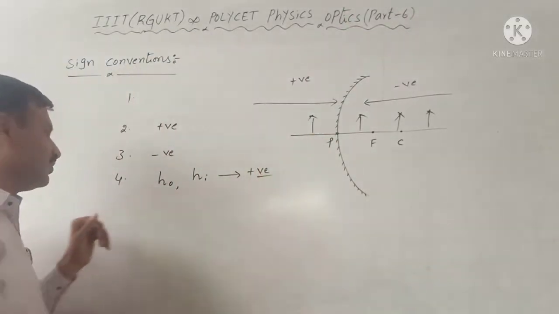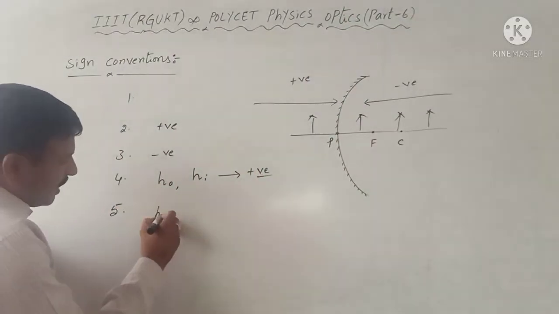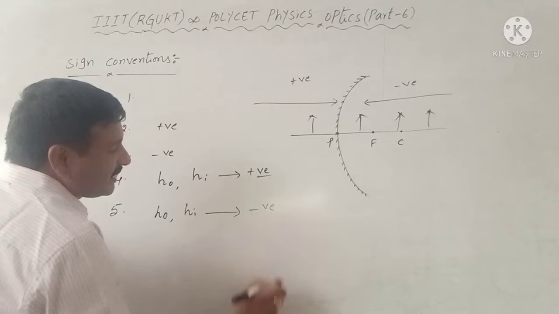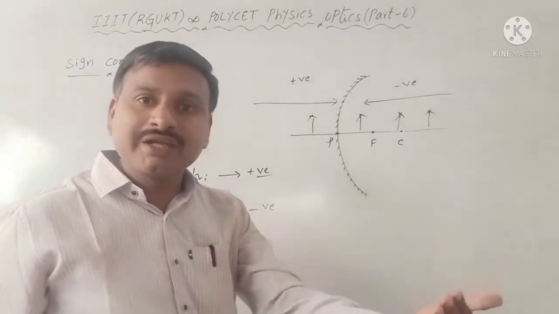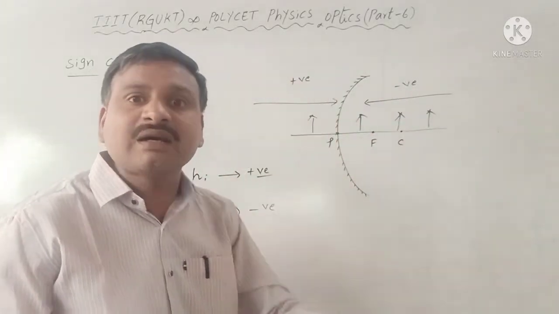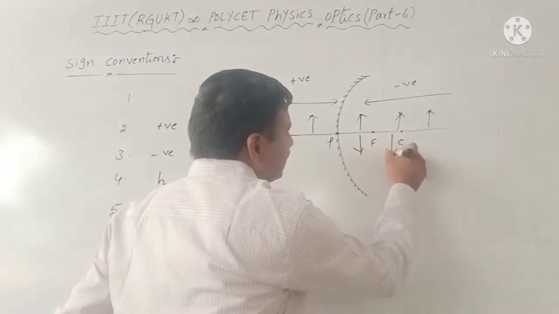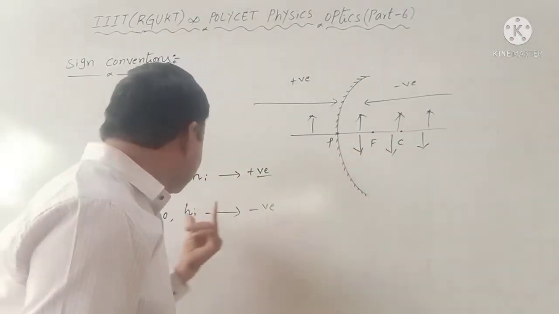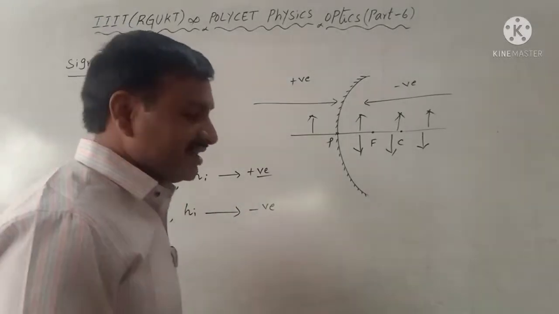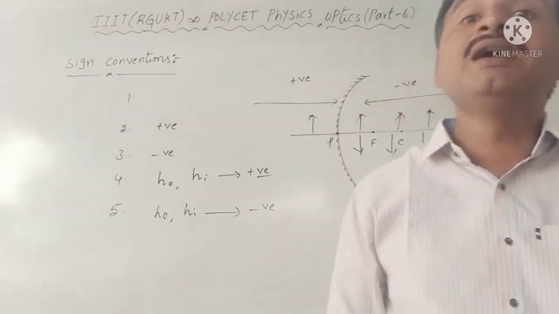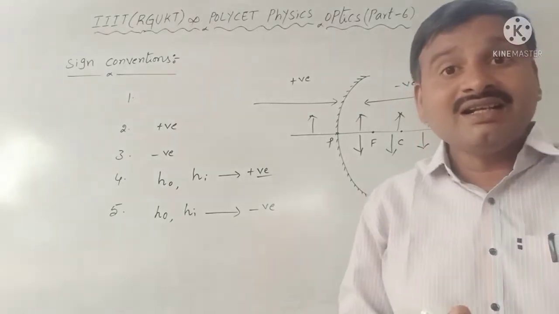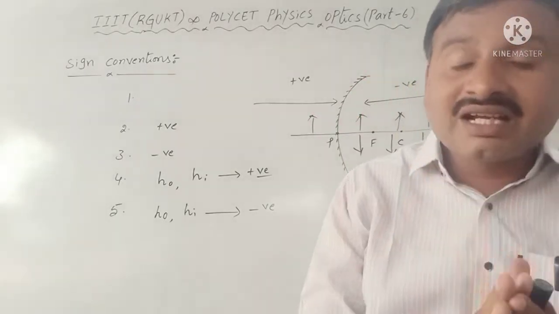Next, height of object and height of image are both taken negative when they are below the principal axis, or downward from the principal axis. These five are the sign conventions for mirrors. Today I am saying there are five sign conventions. What are the five sign conventions?